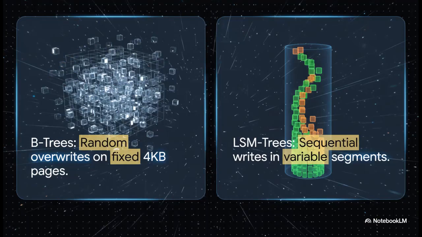Okay, so for decades, the B tree has been the absolute standard. B trees take your database and break it down into fixed-size pages, usually about 4 kilobytes. When you want to write data, the system has to find that specific page on the disk and overwrite it in place. It's doing random write operations all over the disk.